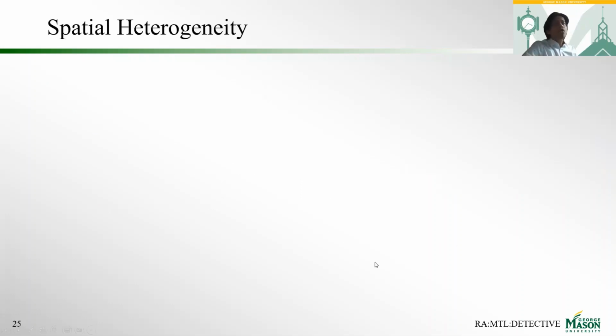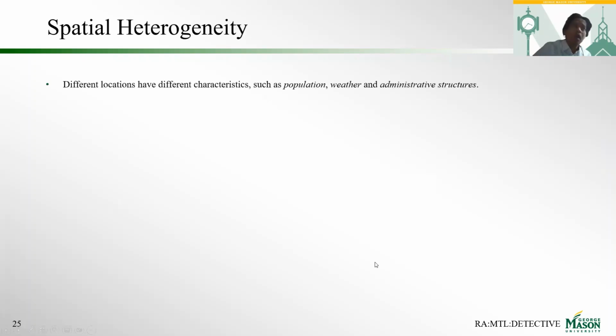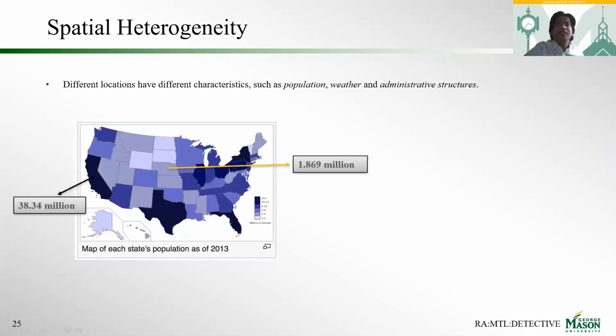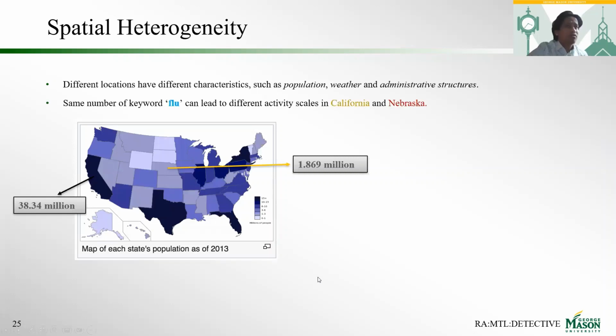So first of all, spatial heterogeneity. Different locations have different characteristics, such as population, weather, administrative structures, right? The population in California and Nebraska are not the same. So the same number of keyword clues can lead to different activity scales in California and Nebraska; they would be different.